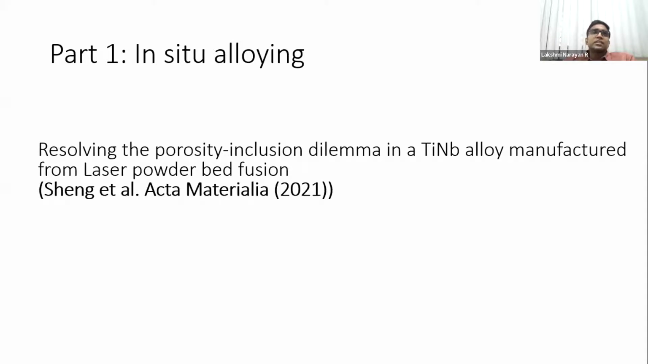We are looking at in situ alloying. Very nice work because we were talking about tackling a very important challenge in additive manufacturing, and we felt that we did a reasonably good job in resolving this issue. And the issue reads like this: there is a problem of porosity and inclusion. This is a dilemma because there is a trade-off between porosity and inclusion, and I'm going to explain what this really is.